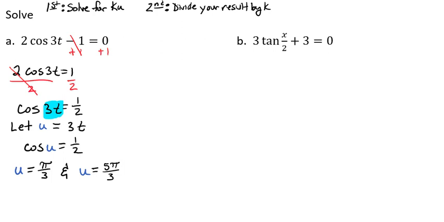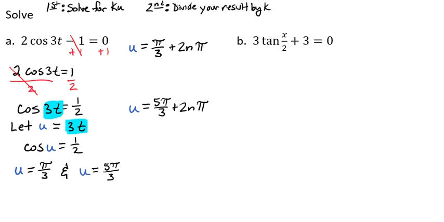Now because we weren't given an interval, what we really have is that u equals pi over 3 plus 2n pi, because we're dealing with cosine, and that u equals 5 pi over 3 plus 2n pi. So now that u is solved for, we're ready to replace our u with the 3t. So we'll rewrite this as 3t equals pi over 3 plus 2n pi.